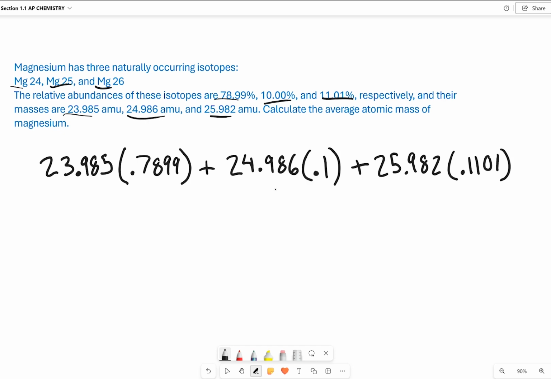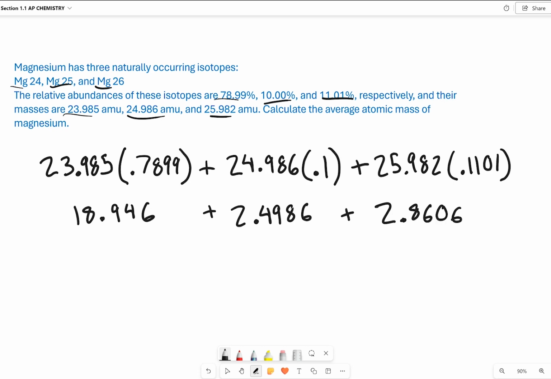We get 18.946, let's round it, plus 24.986 times 0.1. Didn't even need a calculator for that one. 2.4986, plus this one, 25.982 times 0.1101, 2.8606. And now we go ahead and add all of these together. And adding all of that, we get 24.305 grams per mole.